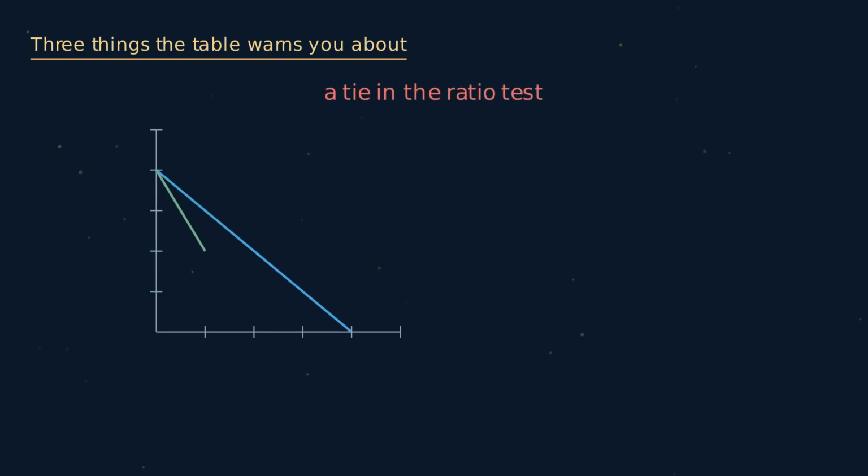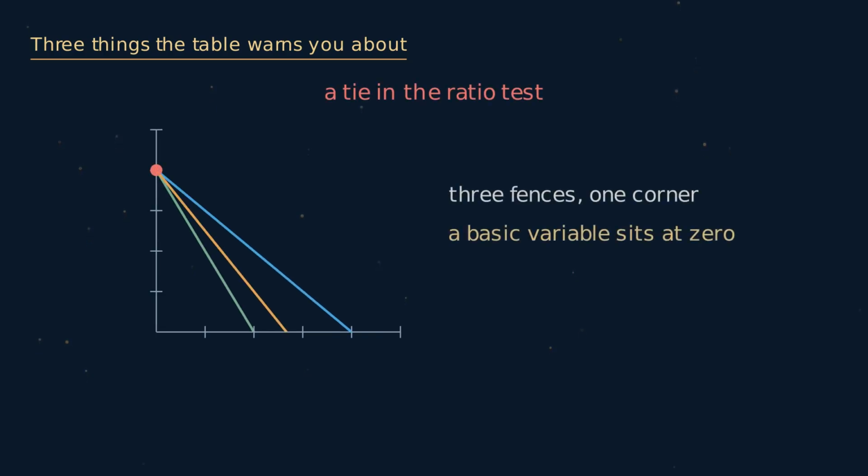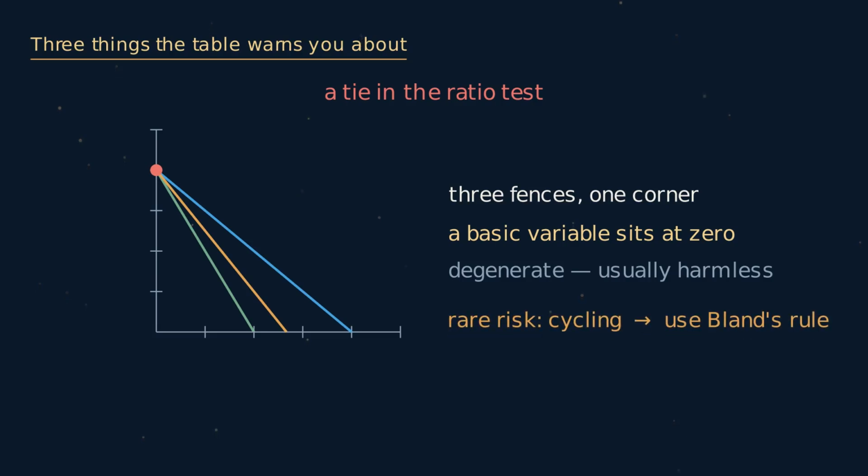Second, when two ratios tie, one of the variables that stays in the basis ends up at 0. Geometrically, more fences pass through that corner than the dimension needs. We call it degenerate. Usually it costs you nothing but a wasted pivot. In rare engineered cases, the method can cycle between bases of equal value forever. The cure is a tie-break rule. Always take the lowest numbered eligible variable and termination is guaranteed.